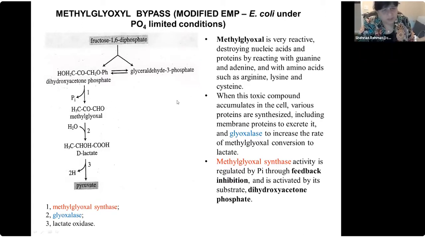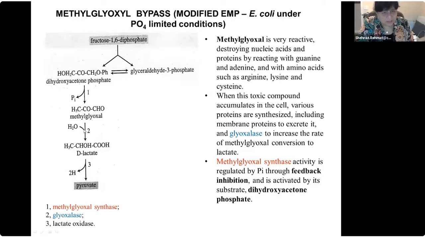Now methylglyoxal is very reactive, and it destroys nucleic acids and proteins by reacting with guanine and adenine in your nucleotides, and with amino acids such as arginine, lysine, and cysteine, which are all very susceptible to methylglyoxal action. So this toxic compound is starting to accumulate in the cell because the cell is under phosphate limiting condition, and it is going through this step here. When this compound accumulates in the cell, various proteins are synthesized, including the membrane proteins that will excrete this out of the cell. And it will also produce an enzyme called glyoxalase, which is the next step.